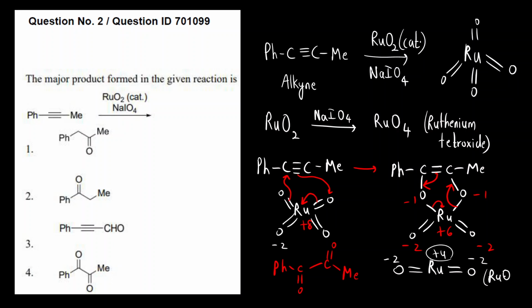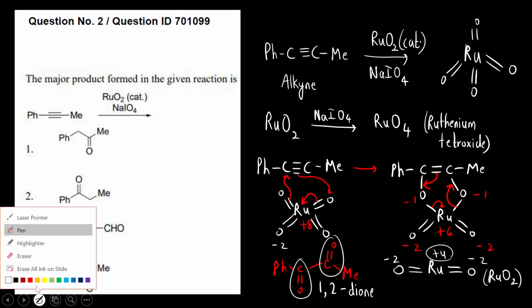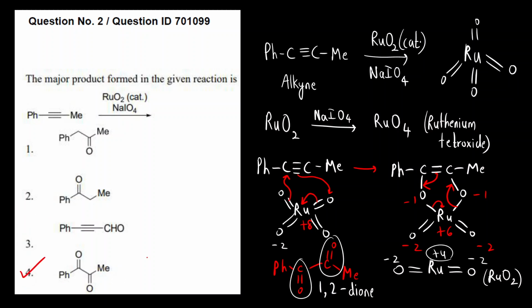Now this RuO2, or ruthenium dioxide, can again undergo oxidation, become RuO4, and react with another alkyne molecule, and the reaction will go on. So what is the correct answer? This is the final product, which we can call a 1,2-dione. One means ketone, di means there are 2 ketone groups. That is why it is called a 1,2-dione. So the correct answer is option 4.